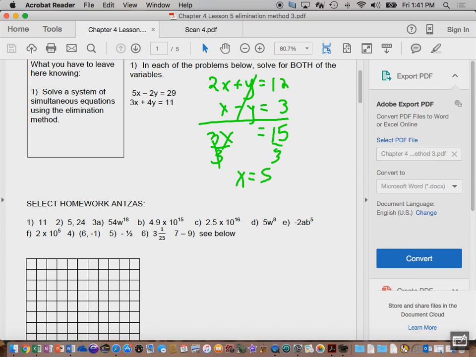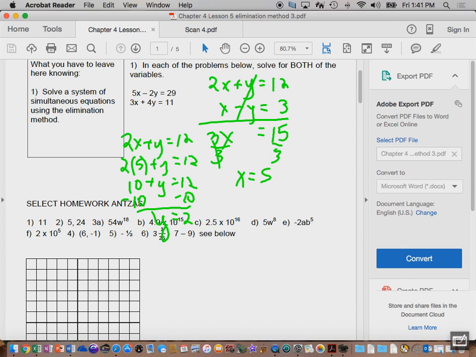I'll do that over on the left here. I'll use the top equation. 2x plus y equals 12. X is 5, so 2 times 5 plus y is 12. 10 plus y is 12. Minus 10, minus 10, y is 2. So x is 5 and y is 2.